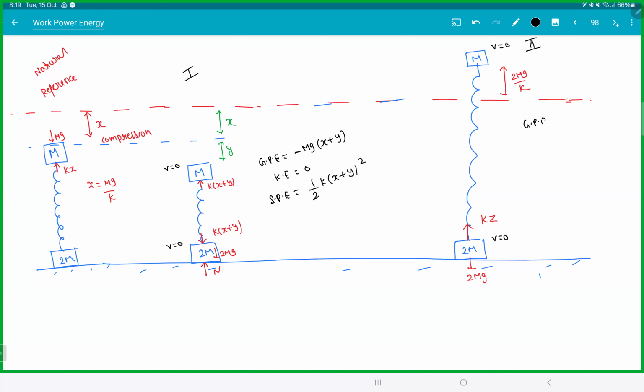Here, gravitational potential energy is mg times 2mg by k, since it has gone above the reference line. Kinetic energy is 0, because you said minimum speed, it will just come to rest. Spring energy is half k x square, that is half k times 2mg by k whole square. That's your energy 1 and energy 2. Energy in state 1 is equal to energy in state 2.